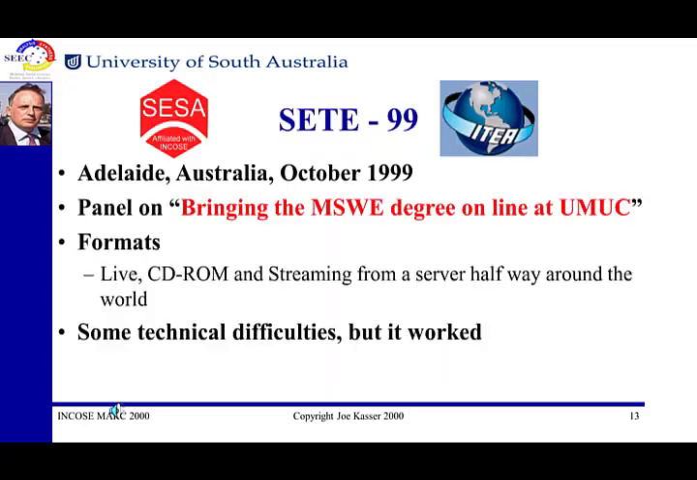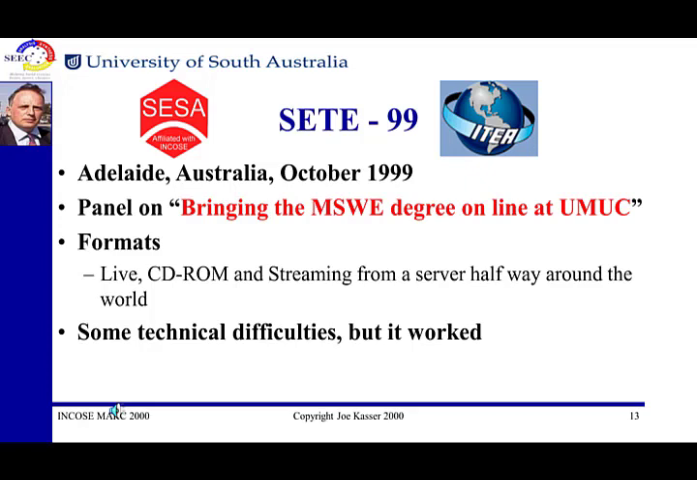The Systems Engineering Test and Evaluation Conference held in Adelaide, Australia in 1999 was a major test of the technology. I organized a panel on bringing the Master of Software Engineering degree online at University of Maryland University College. This mixed live CD-ROM and streaming technology from a server back in Maryland. I gave a presentation asynchronously, but being there in the room. Garth McKenzie gave a presentation on CD. He was not there either synchronously or asynchronously.